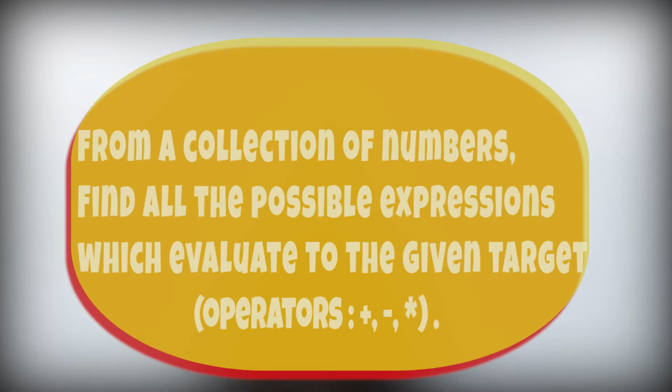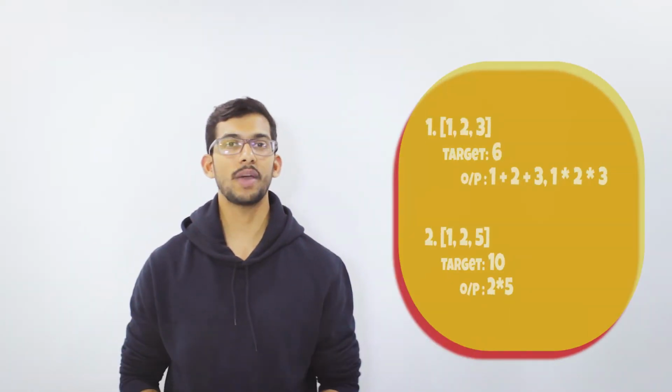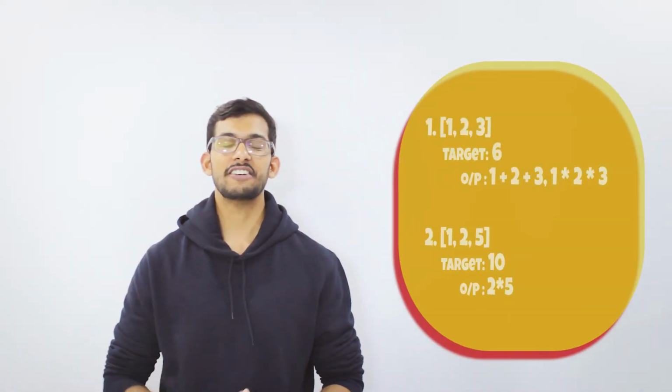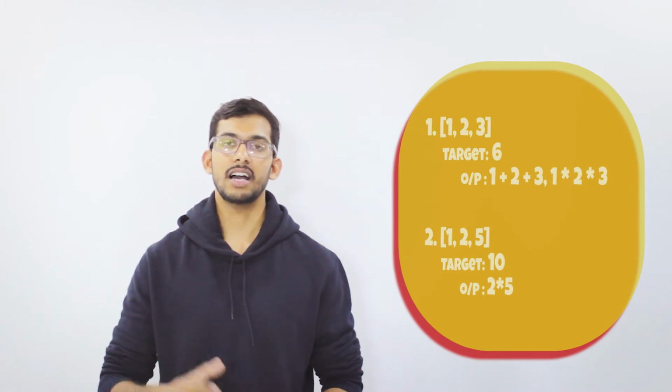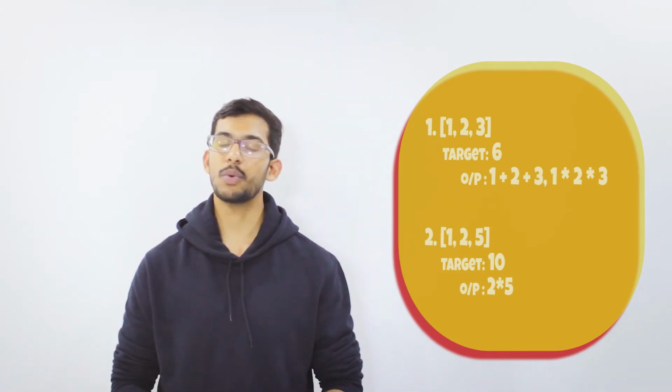So now, the programming question is: from the given collection of numbers, find all the possible expressions which evaluate to the given target. The valid operators are plus, minus and multiplication. These are the quick examples. Notice that we are even considering the expressions which are just subsets of the given numbers.